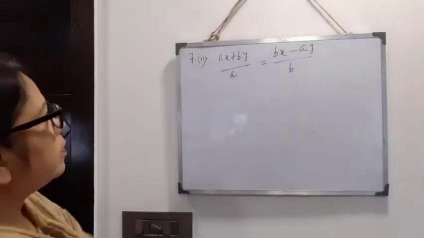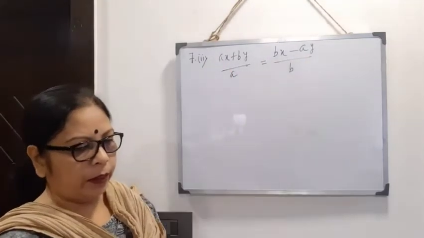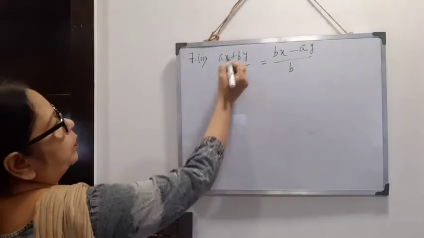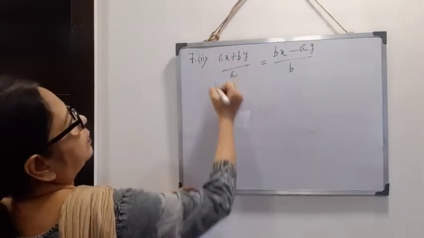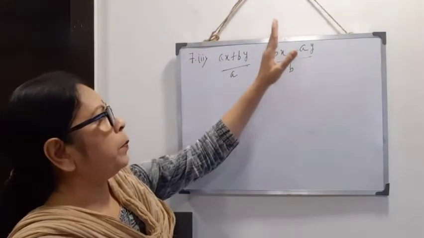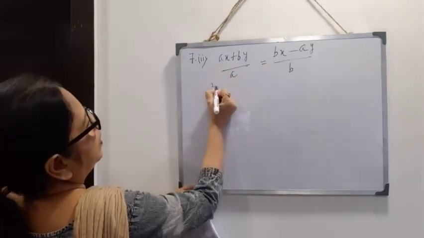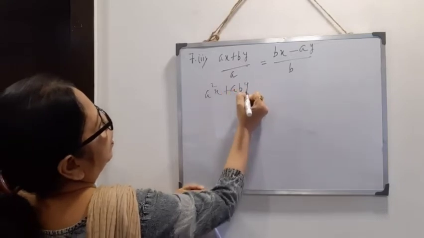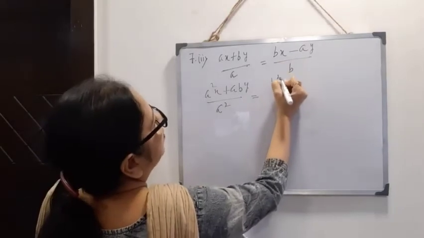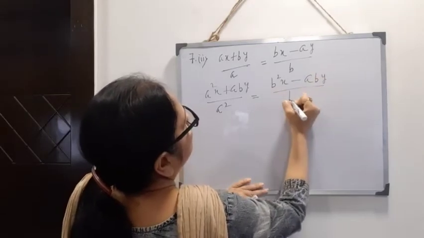Let's see. 7.3, it is given (ax plus by) by a equals (bx minus ay) by b. Then show that each ratio is equal to x. First I will multiply this portion by a, both numerator and denominator, and this portion by b, both numerator and denominator. So here after multiplying by a, it is becoming a square x plus aby, and the denominator a square. Similarly on this side I will multiply by b: b square x minus aby by b square.